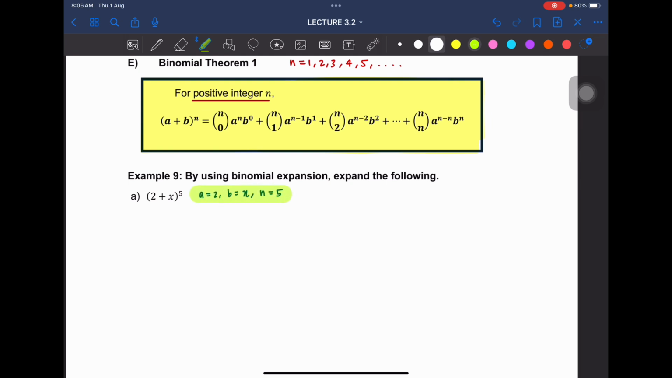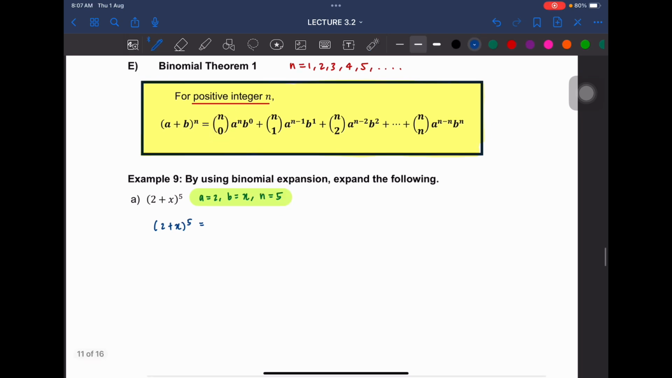So now we're going to expand using the formula. So based on formula, 2 plus x to the power of 5 is equal to n choose 0. So 5 choose 0. And then our a to the power of n. So our a is 2 to the power of n. n in this case is 5. And then b to the power of 0. So x to the power of 0. Okay, this is the first expansion. So we're going to continue until the end.